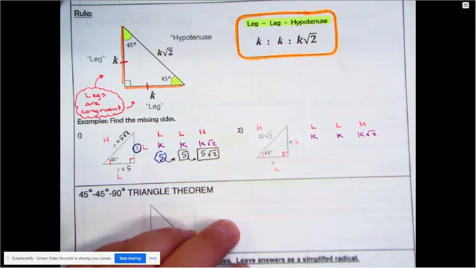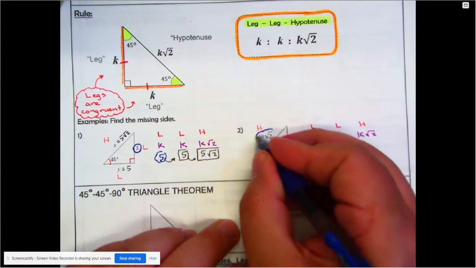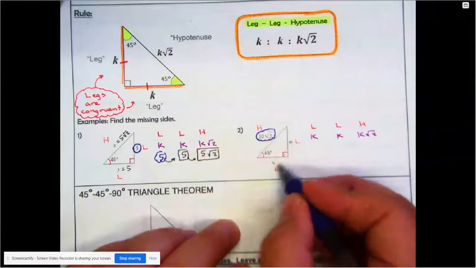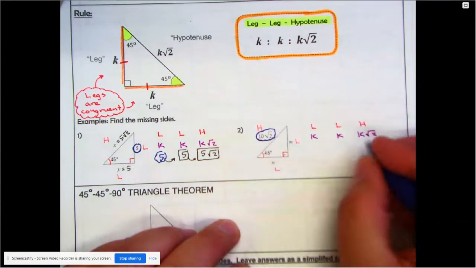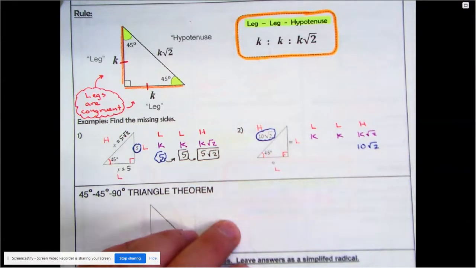The only side they gave me was this. This is the only number for one of my sides. The others are letters, so I can't use those. And it's written with the H. Then I'm going to write it here. 10 radical 2. And just like that, I already see it.